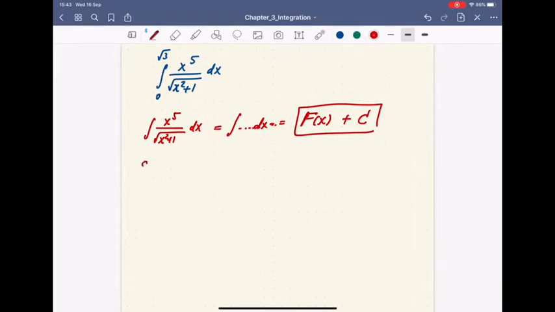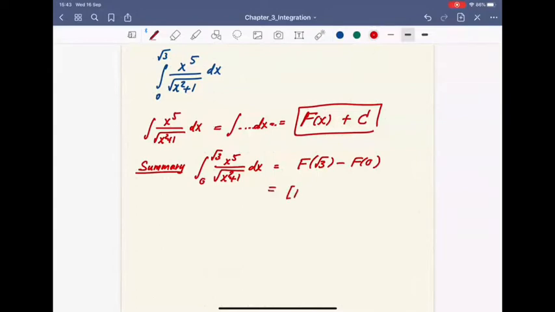But when you submit your work, you're going to say, okay, I already know this thing, so now I plug in the upper bound and lower bound. The answer is F of square root 3 minus F of 0. Good, C is going to cancel out. This is similar to when you integrate, you get F, and then you evaluate at x equal to square root 3 and x equal to 0.